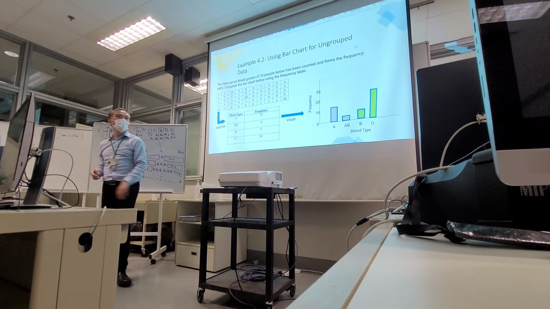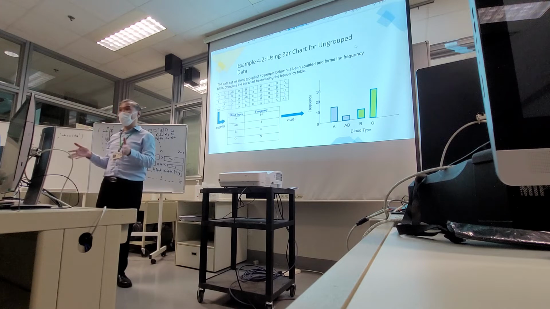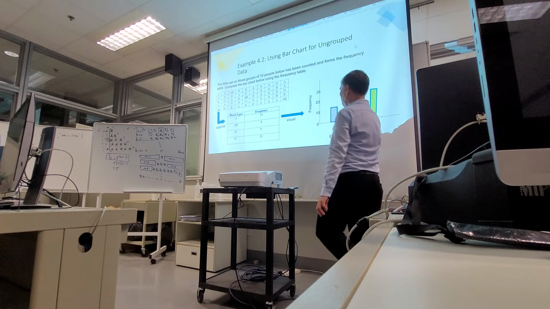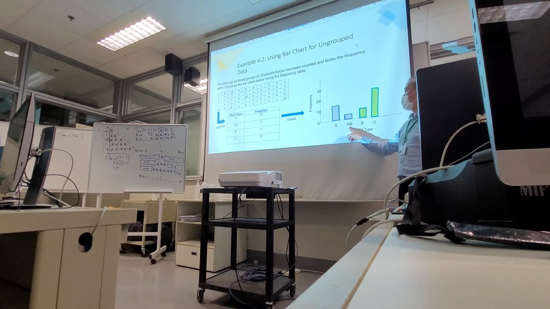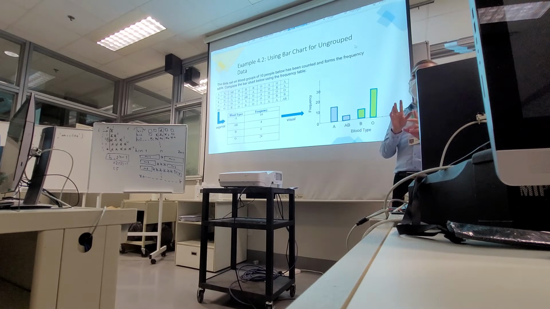Can you observe? When we talk about categorical data and you plot the bar chart, you can see that each of them represents one category. Blood group A, blood group AB, blood group B, and blood group O. Each of these represents one category. Got it?